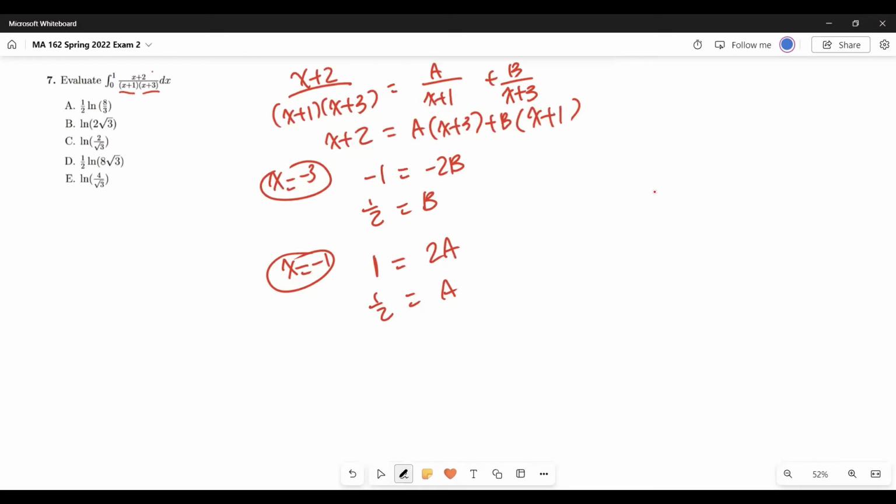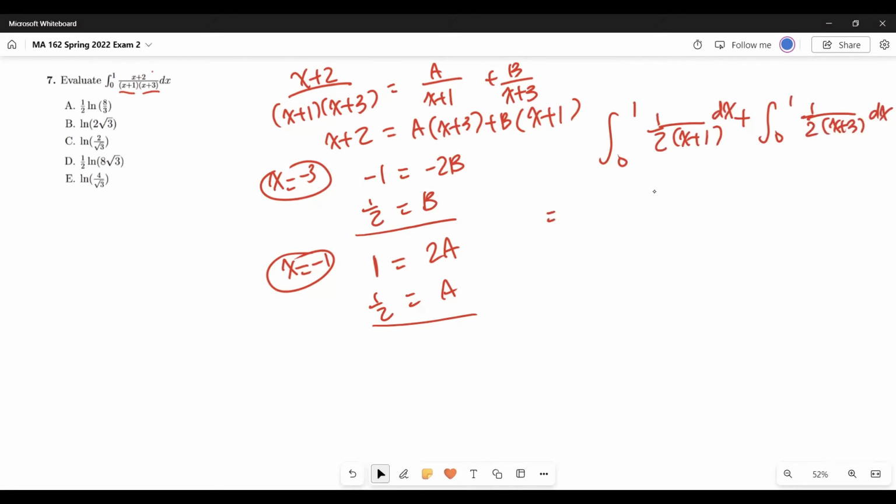I didn't write the a part on the first equation and the b part, because if you plug in negative 3 into x plus 3, this makes the a term 0. And the same logic with negative 1: if you plug in negative 1 into b(x plus 1), this makes the b term 0, so you don't need to write it. So b equals 1 over 2, and a equals 1 over 2 as well. Okay, so what you can write is the integral from 0 to 1 of 1 over 2(x plus 1), plus the integral from 0 to 1 of 1 over 2(x plus 3), dx.